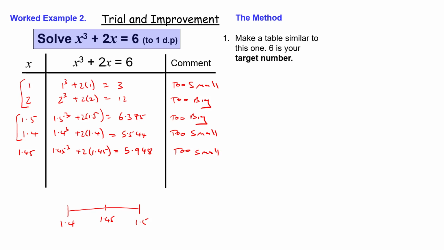So 1.45 is giving me an answer that's too small, which means I'm going to try something bigger than 1.45, which takes me towards 1.5. So my answer is equal to 1.5 to 1 decimal place. Okay, x equals 1.5. So again, make some notes, sketch the table, and when you're ready to have a look at the next question, hit play again.